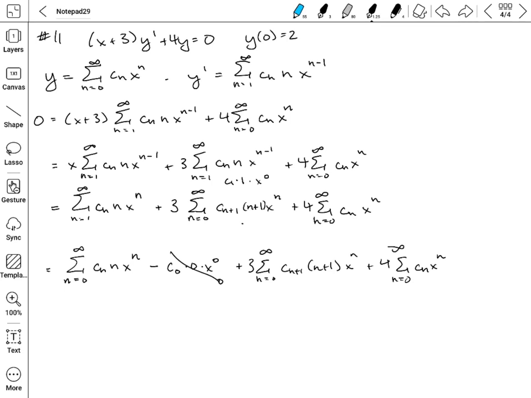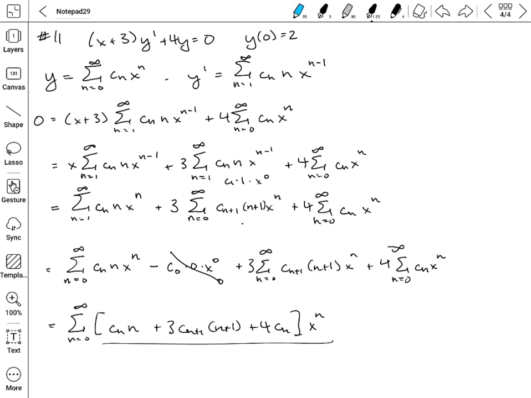And now I can go ahead and combine these all into one series. So I've got that they all start at n equals 0 and go to infinity. And then I've got Cn n plus 3 Cn plus 1 times n plus 1 plus 4 Cn all times x to the power n. And if I want this to be equal to 0, I need the part in square brackets to be equal to 0, because that has to be true for any value x I plug in. And when I'm covering all these different powers, it's really only possible if the coefficient is 0.